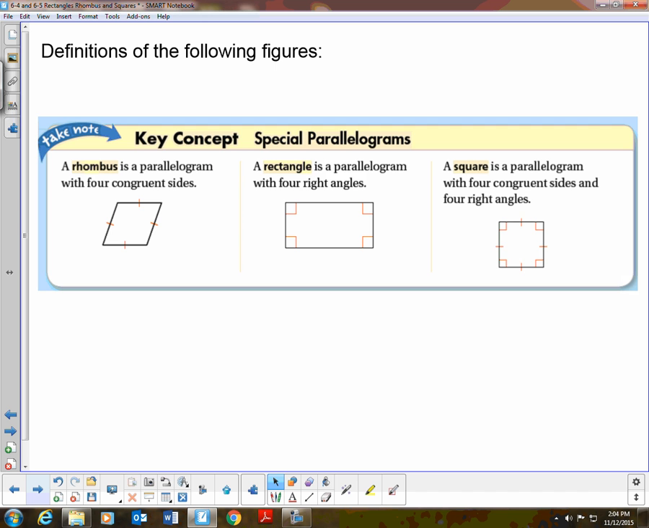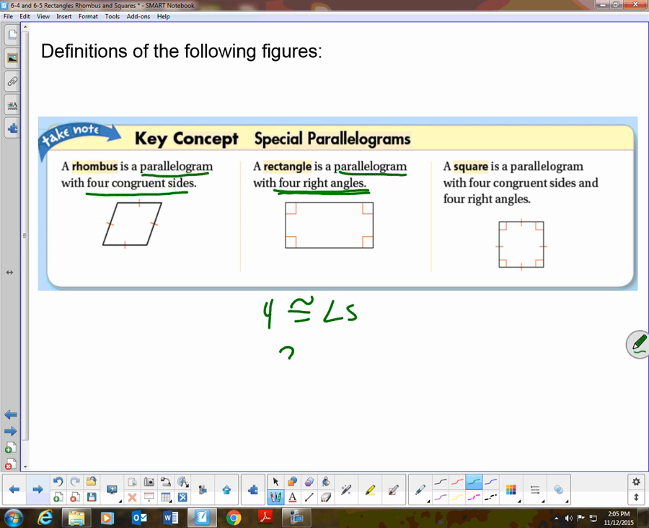Okay, so the key concepts here. A rhombus is a type of parallelogram with four congruent sides, and this is our picture. A rectangle is a parallelogram with four right angles. I've also seen some people say four congruent angles. Well, the angles add up to 360, and if you divide that by 4, you get 90-degree angles. And then a square is a parallelogram with four congruent sides and four right angles.